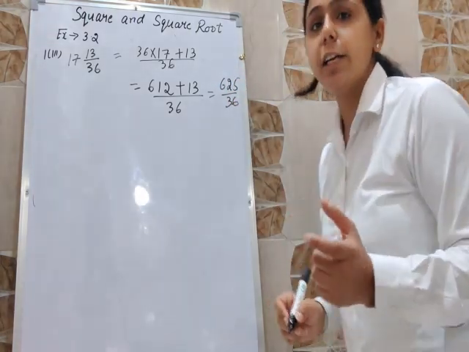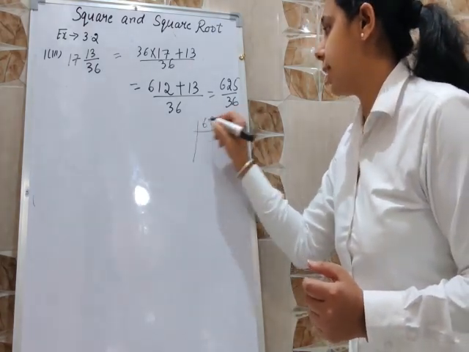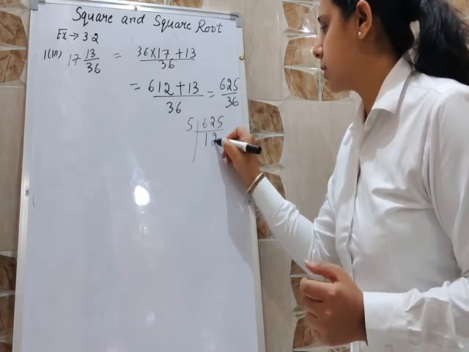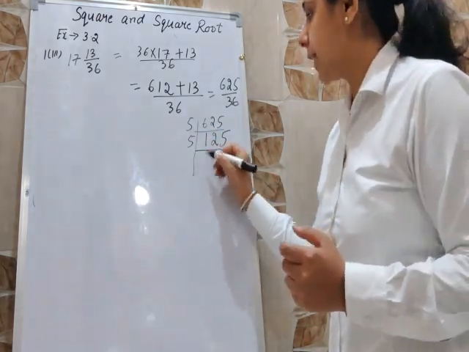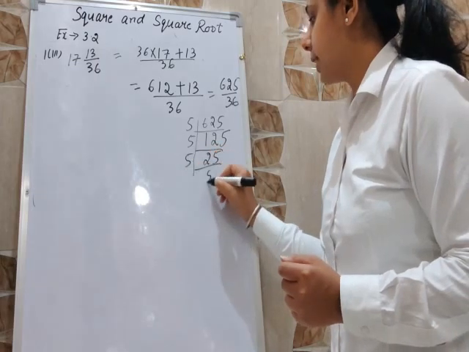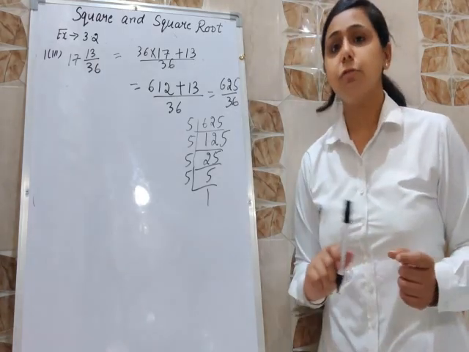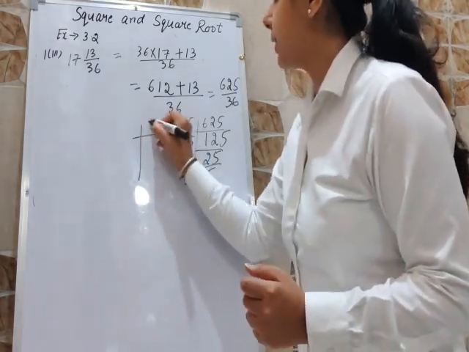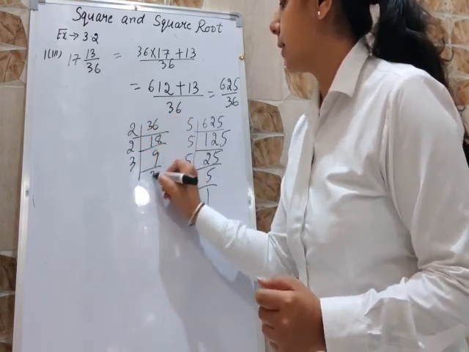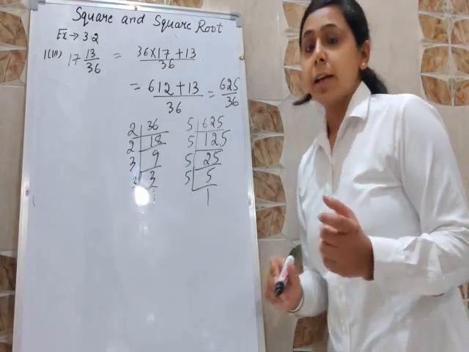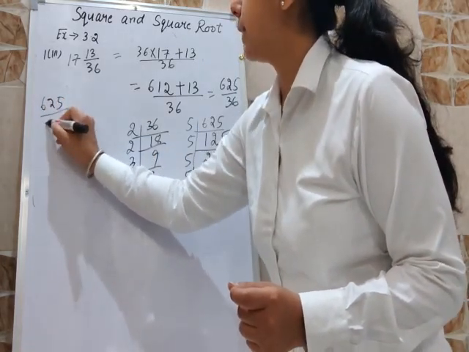Now make the factors of 625 as well as 36. The factors of 625: you will get 125. Again at the table of 5, we will get 25, 5 and 5. That is the factors of 625. Now I need the factors of 36 here. So make the factors of 36. We will get 18, 9, 3 and 3. So write in the form 625 by 36.